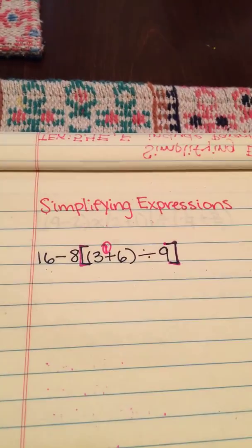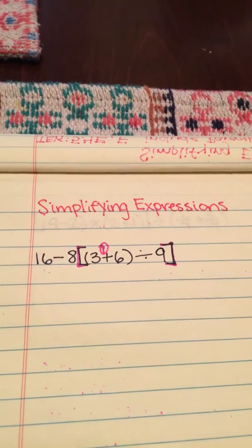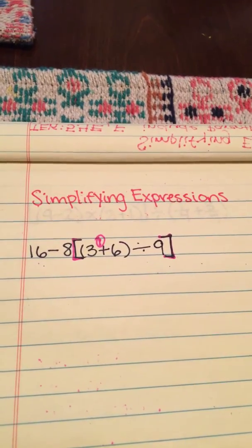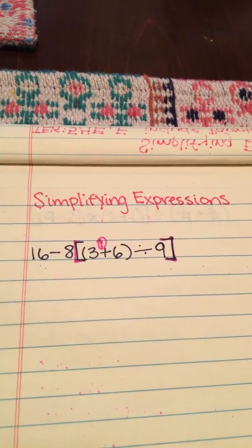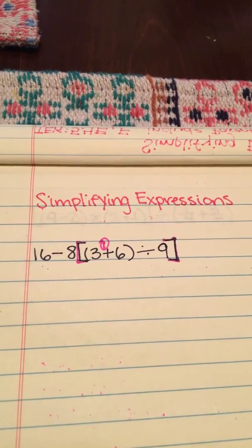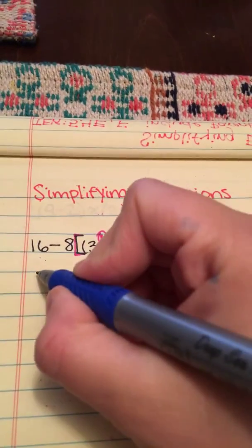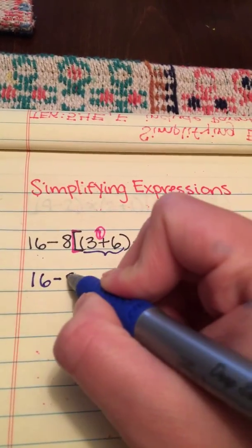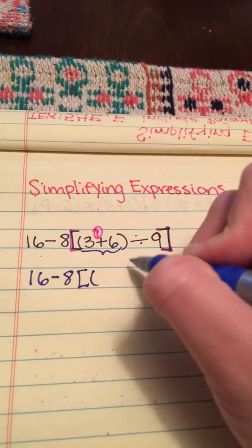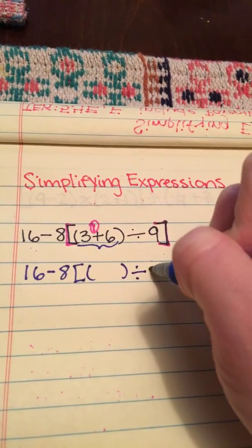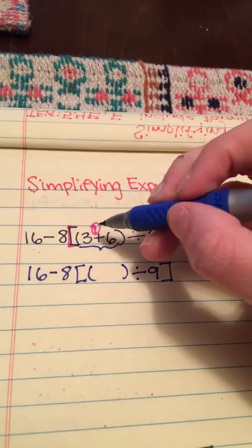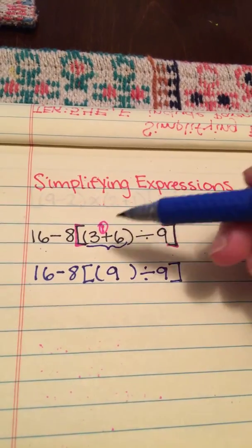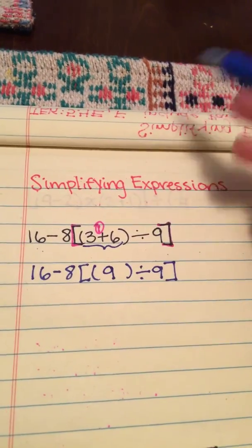So because that's my first step, when I'm simplifying expressions, problems like this, I need to be sure to solve that and write everything else down. Okay, so I'm in this section, so I'm going to write all the other stuff down to be sure that I do not forget. Okay, so 3 plus 6 is 9. Okay, I still have my brackets. I still have some more stuff to do.